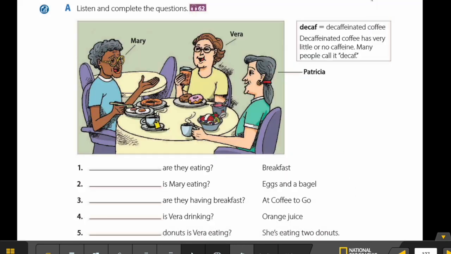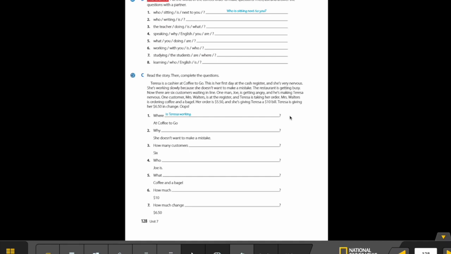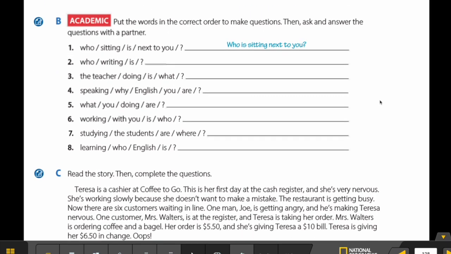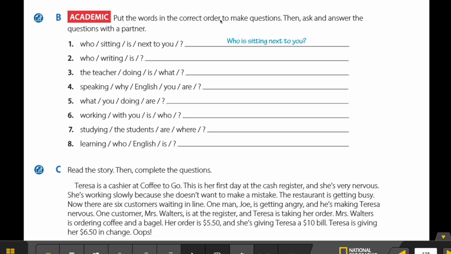All right. So, okay, so let me see. Okay, let's turn to page 128. Here on 128, you're gonna put the words in the correct order to make questions. Okay, then ask and answer questions with a pattern.